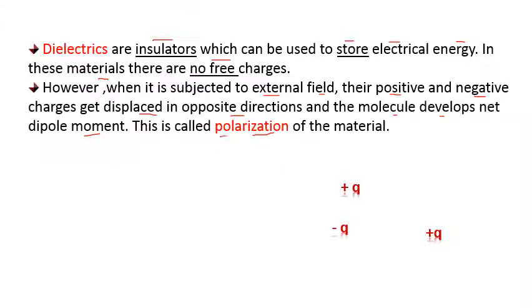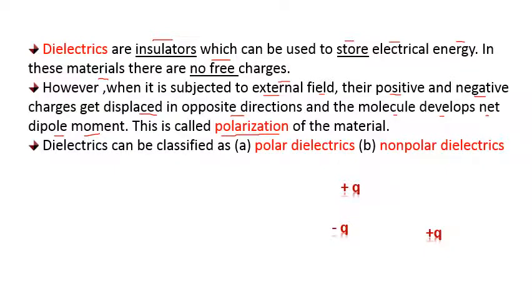Means in polarization, there is separation of poles through a certain distance, or separation of positive and negative charges through a certain distance, due to the application of an electric field, and in which a net electric dipole moment is there. Now see here, these dielectrics are classified in two. One is the polar dielectric and the second is the non-polar dielectric.